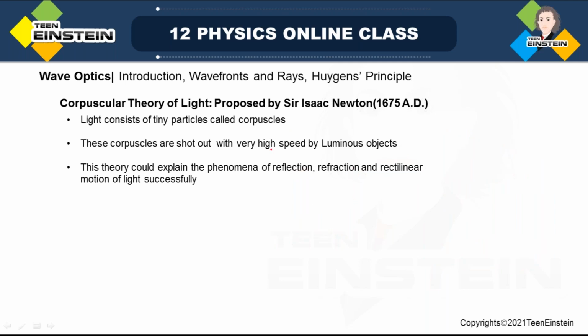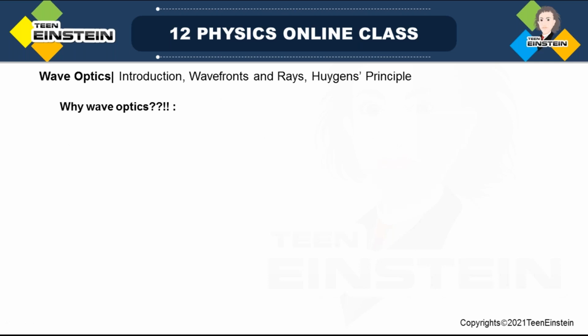So what were the limitations of this ray optics or corpuscular model, that we had to propose another model of optics, that is wave optics? And you will see in higher classes there is quantum optics also. Whenever we propose a further developed or modern theory, there must be some limitations in the older theories. What were those? Let us see.